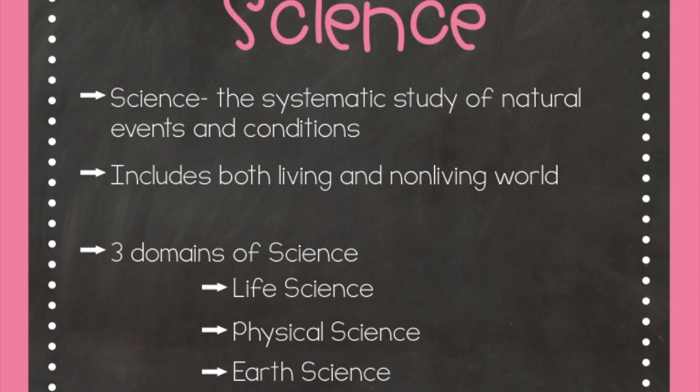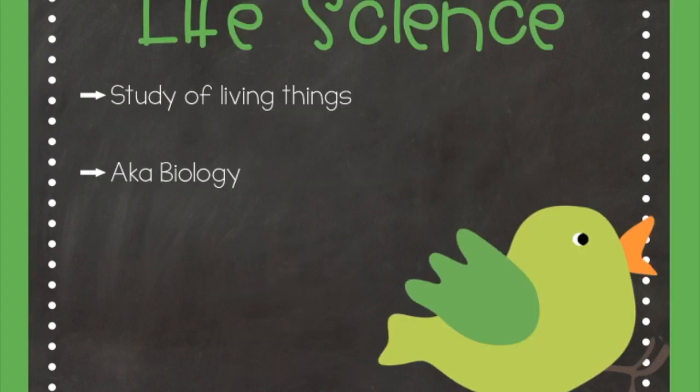Now let's talk more about life science. Life science is the study of all living things. That's like plants and animals. Anything living is under the category of life science. A great example of life science is identifying what a plant needs in order to survive. If a plant doesn't have water and doesn't have sunlight, it won't survive. That's life science at its core. Life science can also be called biology, aka stands for also known as.